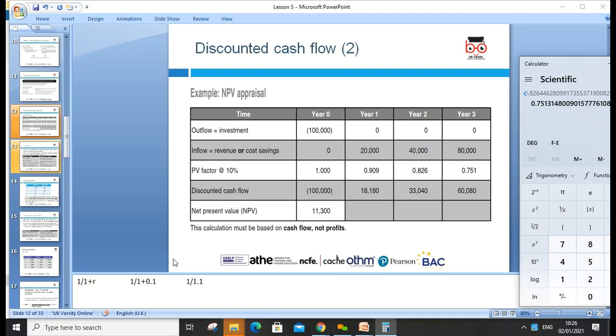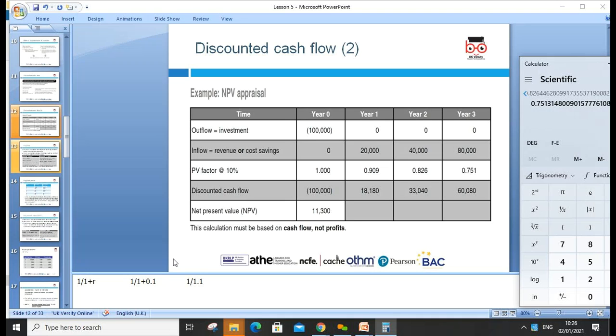So if you are investing 100,000, that's an outflow. That's why we're using the negative sign here. In brackets in accounts we use negative, or you put the negative sign, it's the same thing. So this is the outflow. 100,000 multiplied by 1 is 100,000. If you're getting 20,000 back after year 1, you're not getting real money. You have 20,000 in your hand, but in real value that money is 18,180 pounds.